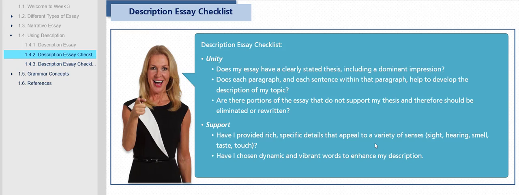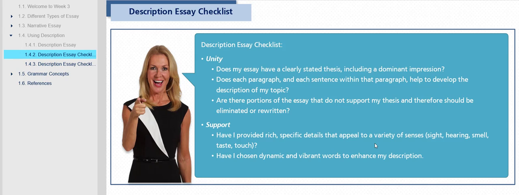Description essay checklist. Unity. Does my essay have a clearly stated thesis, including a dominant impression? Does each paragraph and each sentence within that paragraph help to develop the description of my topic? Are there portions of the essay that do not support the thesis and therefore should be eliminated or rewritten?